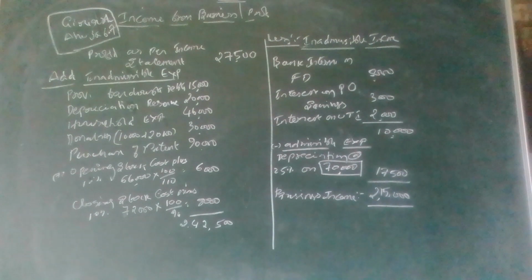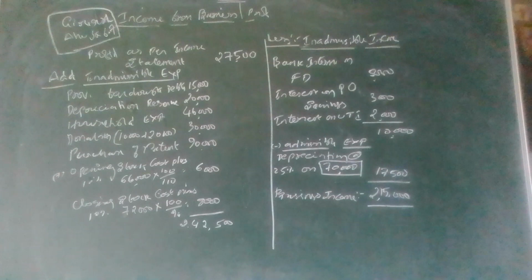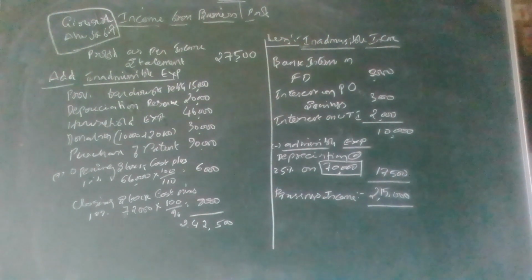Okay. Then patent. Patent purchased for 90,000 during the previous year, and 20,000 was paid in cash. Balance of 70,000 paid by an account payee cheque. See, two things you should keep in mind. First one, purchase of patent.